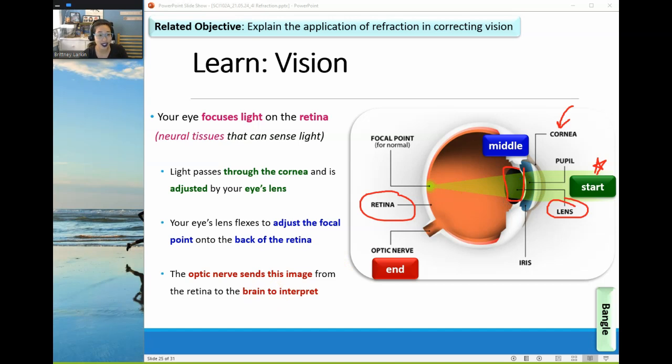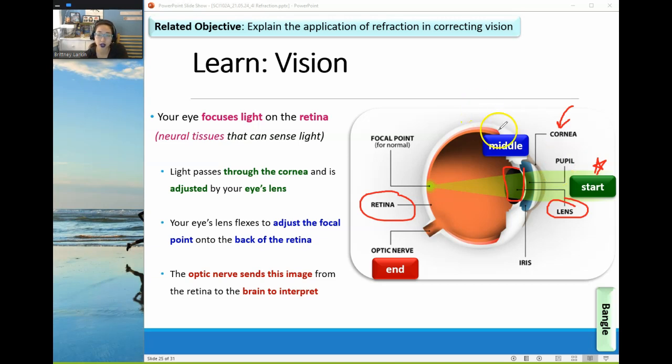And that lens is actually fairly thick. I did a dissection on a cow's eye when I was in junior high. The lens is thick and disc-like. It literally looks like a lens. It's a very odd feeling too. But what happens is that lens can adjust. So the lens can open, close, change shape here. And what it does is that it's going to adjust the light coming in through the cornea.